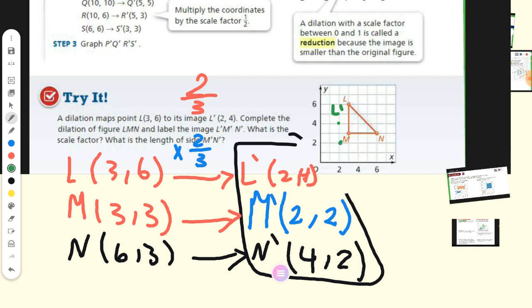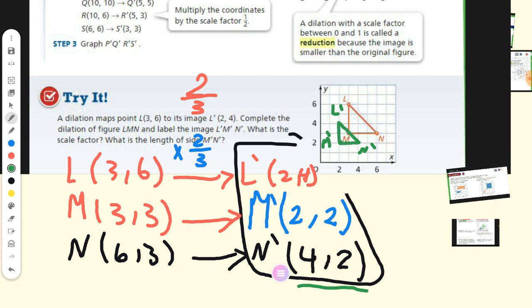Actually, it will be smaller because the scale factor is a fraction between 0 and 1. It must be a smaller shape. So, this is M dash. What about N dash? N dash becomes 4 and 2. It will be here. N dash. Okay, connect them.